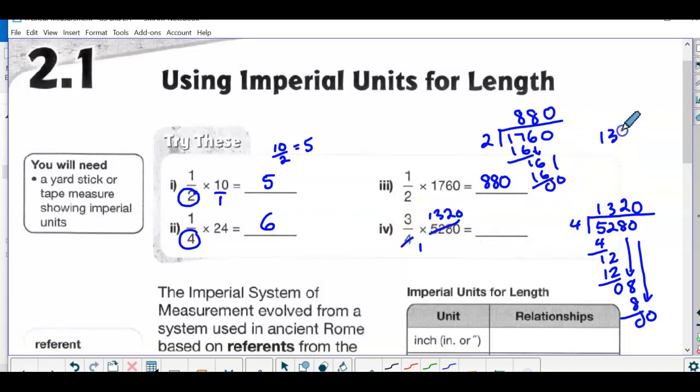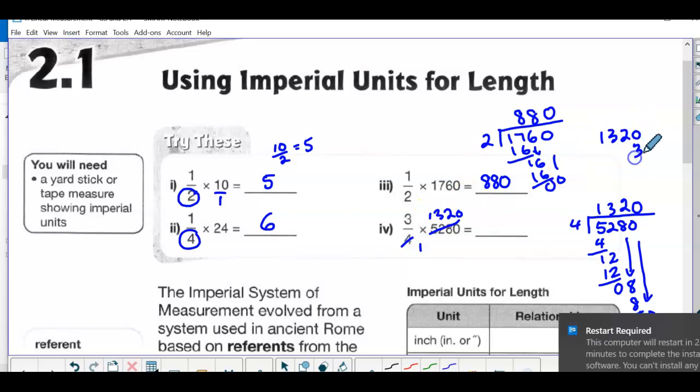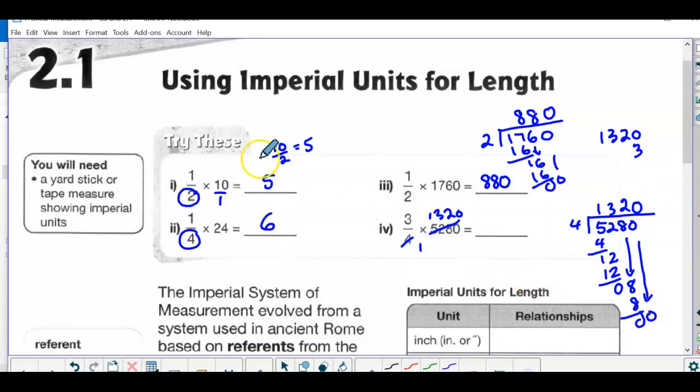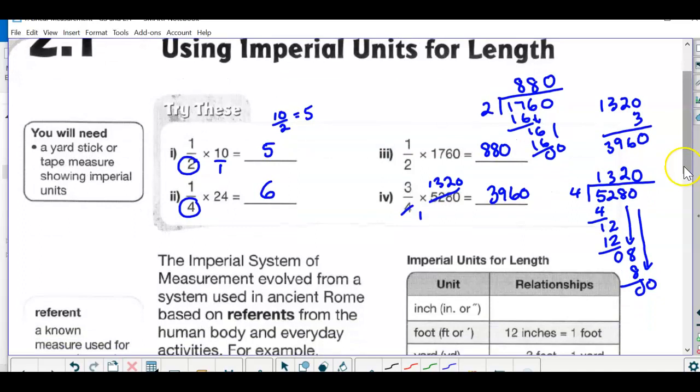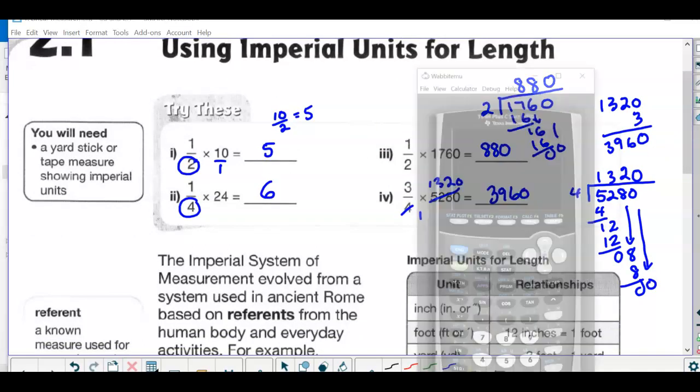So again, try this without a calculator. You will be allowed a calculator on tests for this unit, but you do want to practice without. So multiplying through, you get 3,960. Okay, so just in terms of if you do use a calculator, maybe I should go through that.